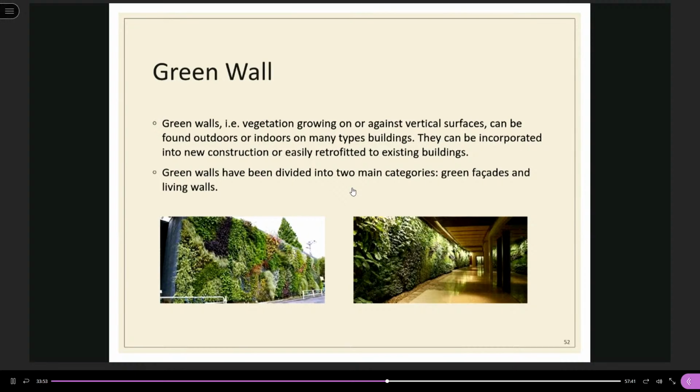Green walls. Green walls are vegetation growing on or against vertical surfaces. They can be found outdoors or indoors on many types of buildings, like hotels, office buildings, institutional buildings or shopping centers. They can be incorporated into new construction or easily retrofitted into existing buildings. Green walls are divided into two main categories: green facades and living walls.